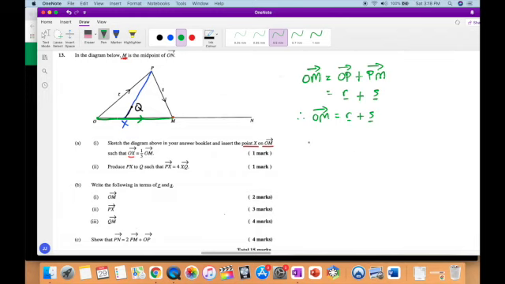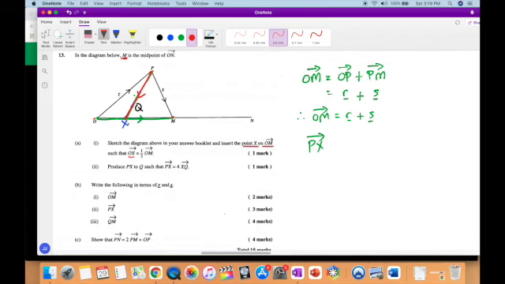Now let's look for PX. PX is here to here, and I'll do it in red. PX goes in this direction. All right. So PX, I could say PX is PO plus OX.